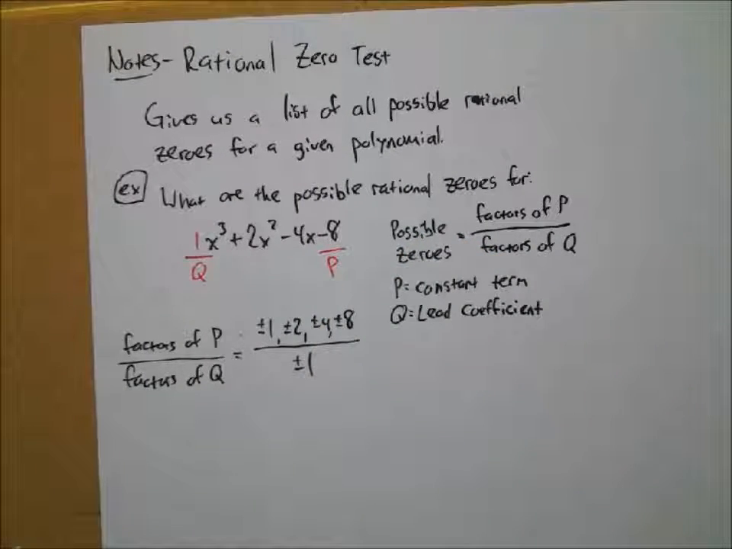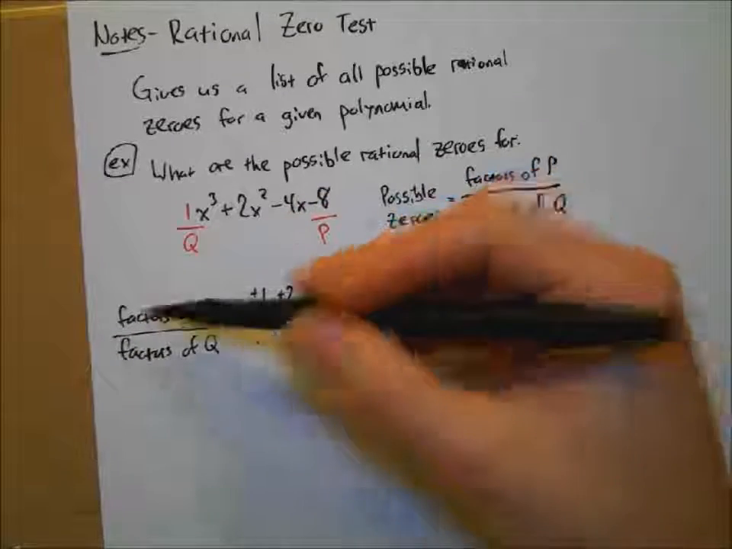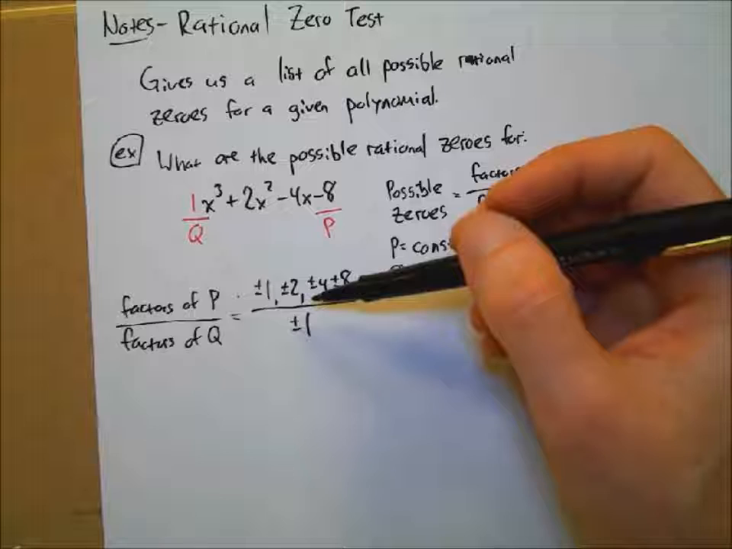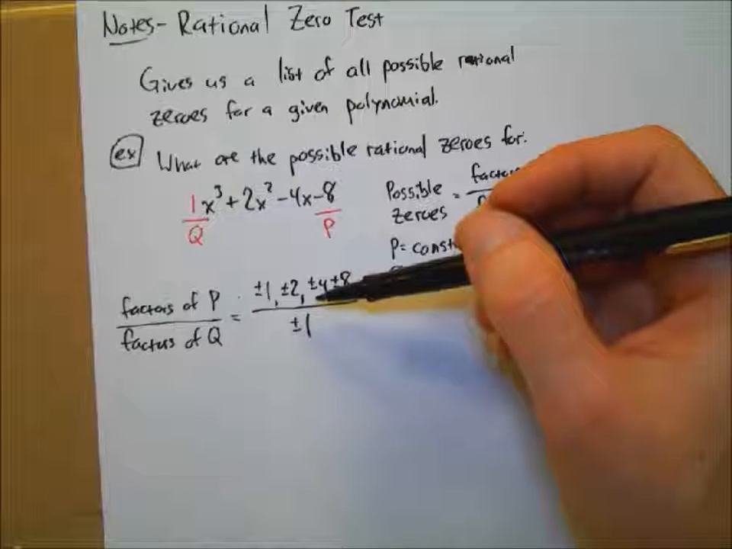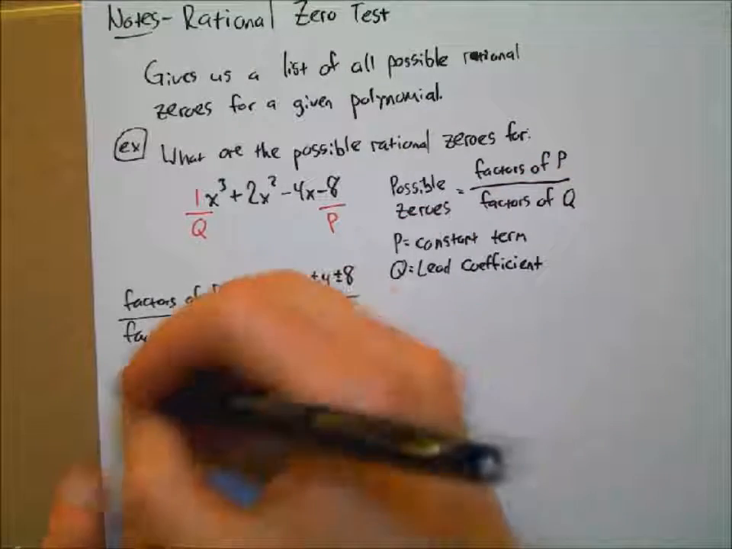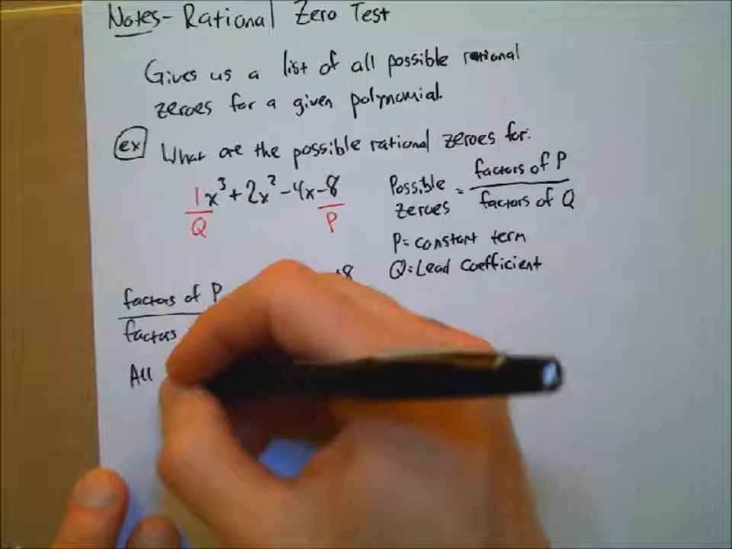That divides. And you'll notice to put this in the specific order where the factors of P are over the factors of Q. In other words, the possible rational zeros for this polynomial will be in this format. So let me take this organizational tool that we use here, and I'll list all the possible rational zeros.